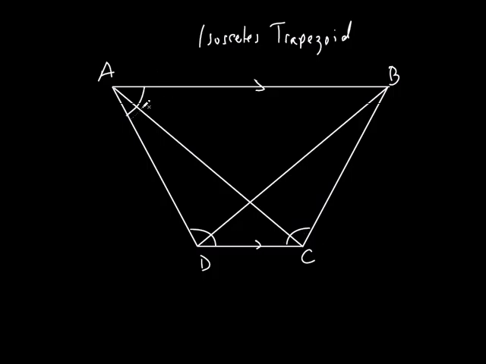A and what else? B, right? It's not hard. Everybody see that? And that's all they ask you. What's equal to angle C? Well, angle D is. That's it.